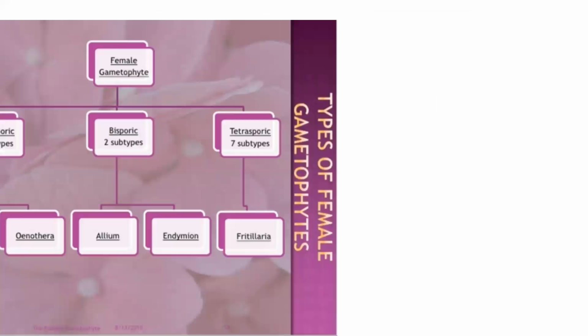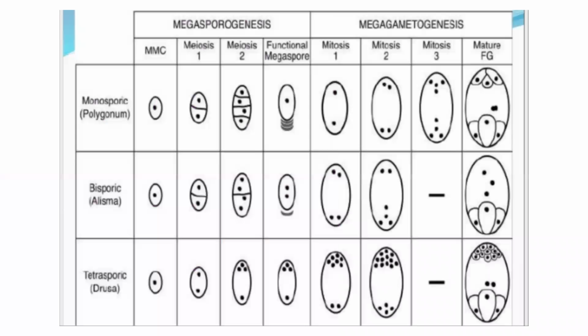I will show just one diagram only. You can observe all these things. In female gametophytes: monosporic, bisporic, and tetrasporic. In monosporic, Polygonum and Oenothera; bisporic, Allium and Endymion; tetrasporic. So there are a number of types, 7 subtypes. In that the first is Fritillaria. This is the complete set of types of the embryo sac.